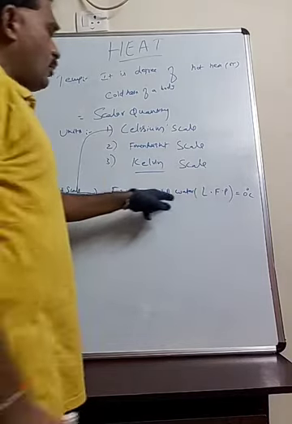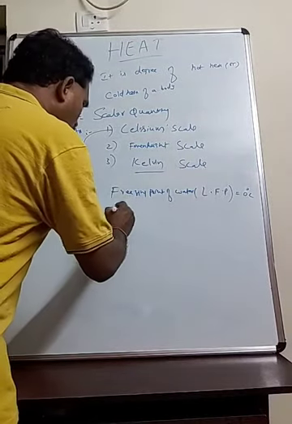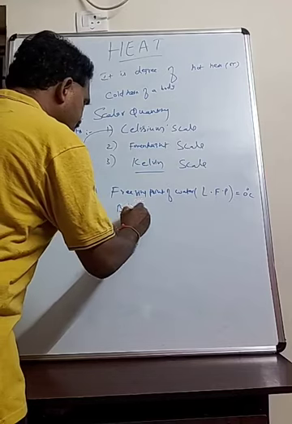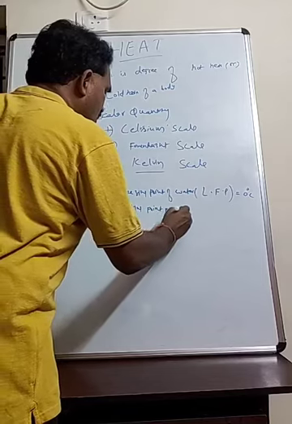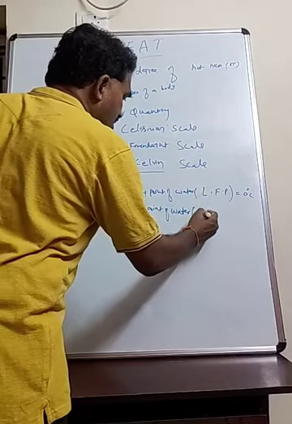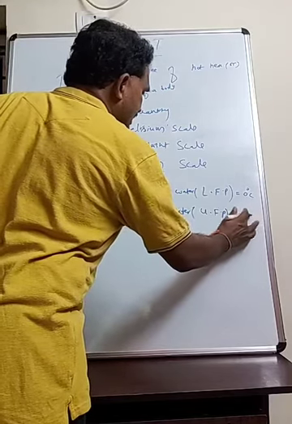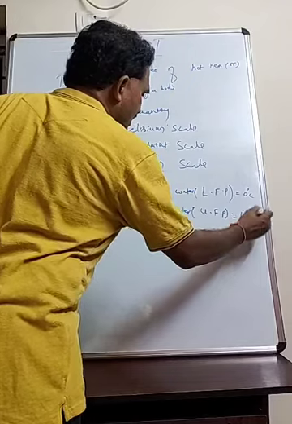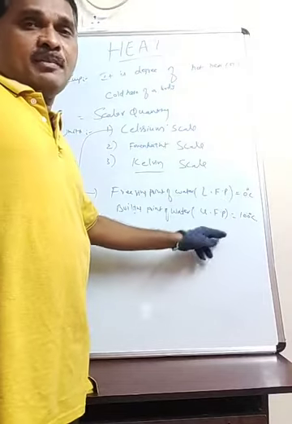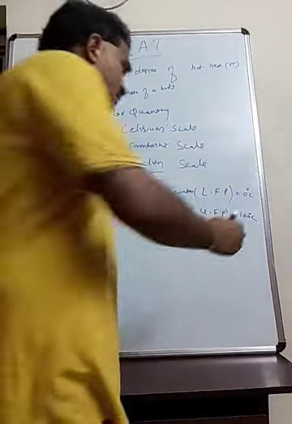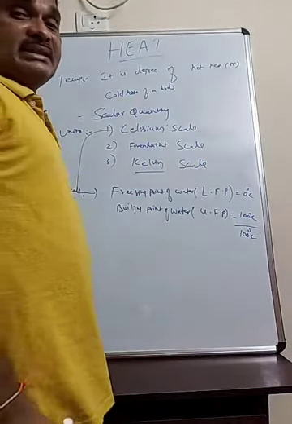Celsius scale: the freezing point of water is the lower fixed point, equal to 0 degrees centigrade, and the boiling point of water is the upper fixed point, UFP, which is 100 degrees centigrade. Water boils at 100 degrees. These are the lower fixed point and upper fixed point. The difference between them is 100 degrees centigrade.